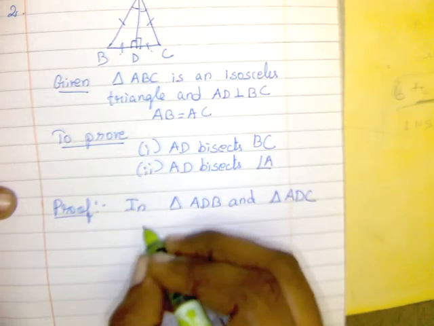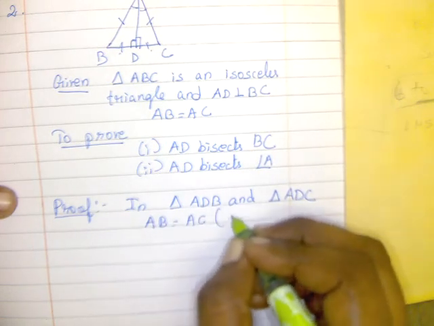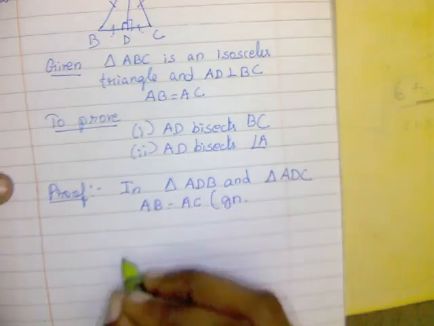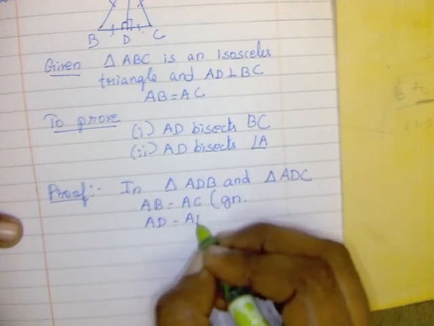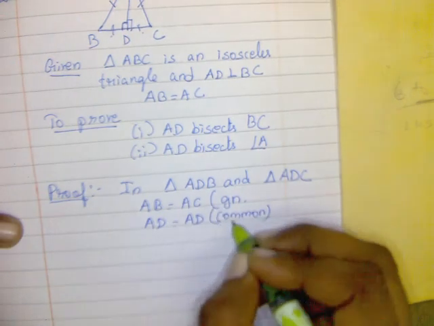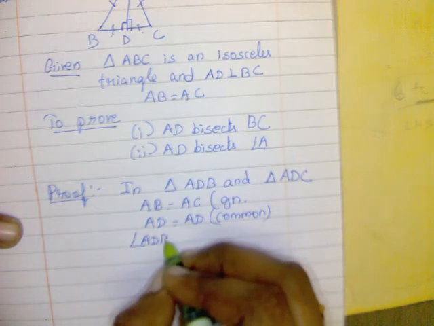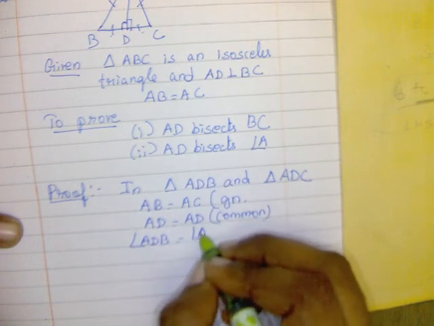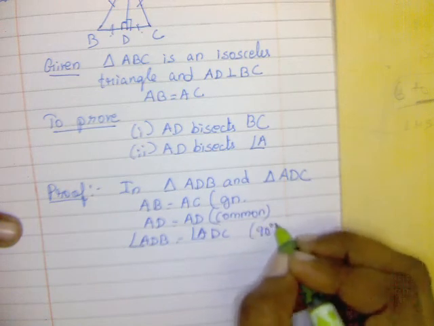Now, what are the things we can write? AB is equal to AC, given. And next, AD is equal to AD, common. Next, write angle ADB is equal to angle ADC. What is that? 90 degrees.